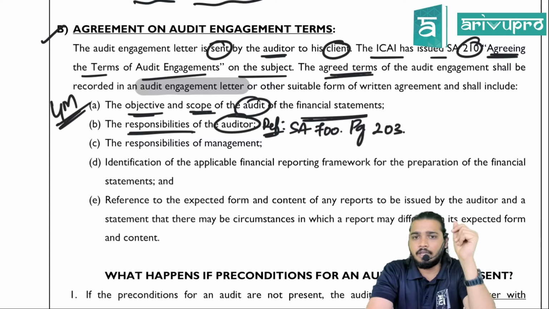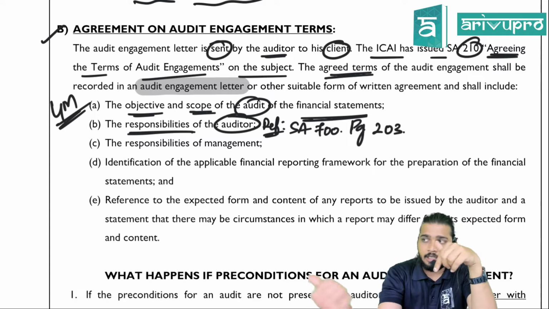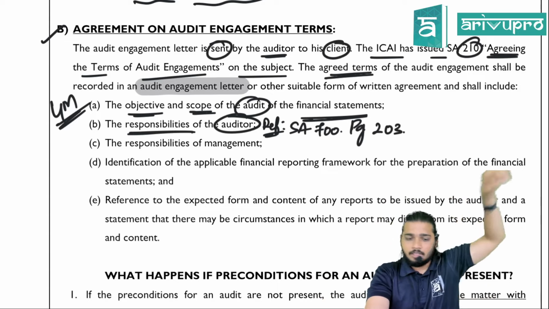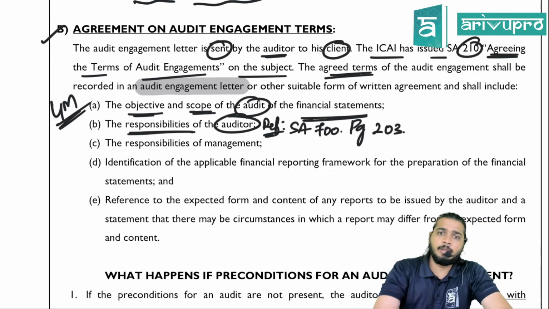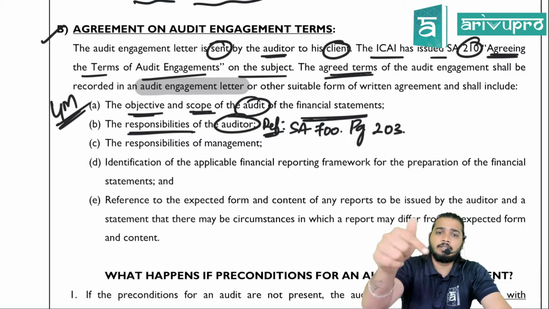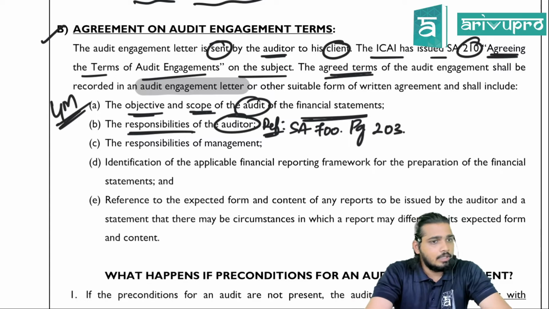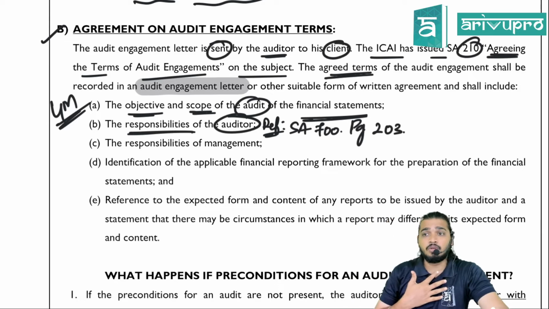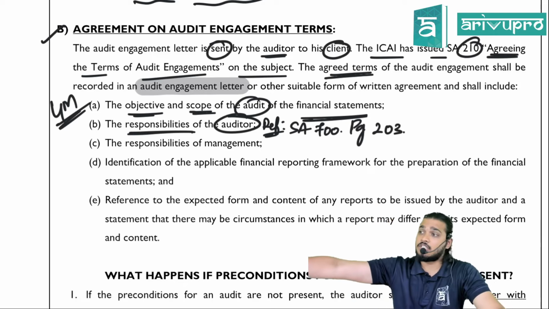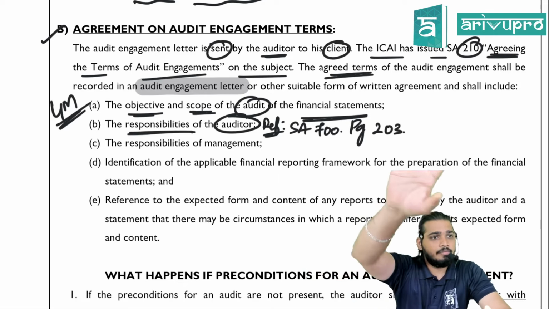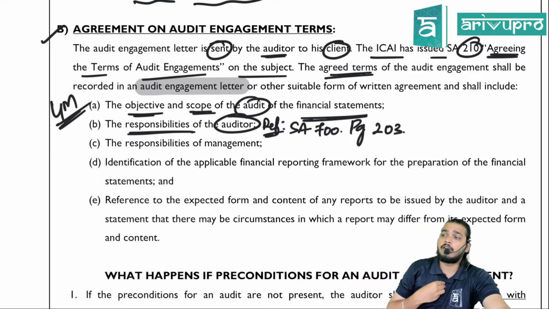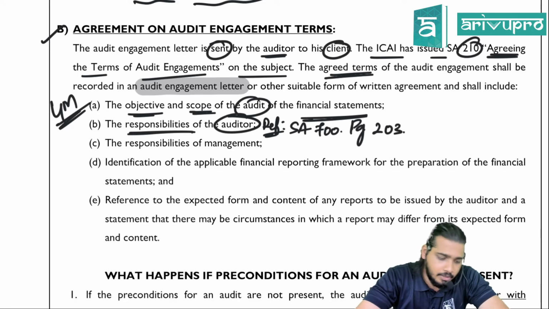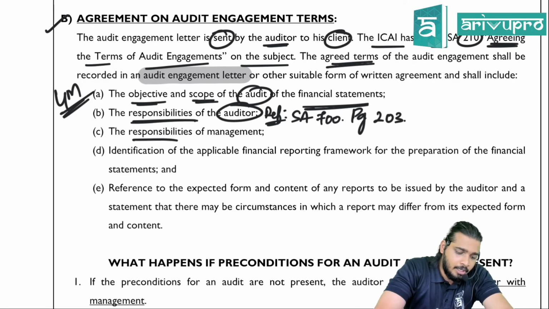Now listen to me carefully. Here in SA 210, we are not writing all those responsibilities. In this particular point, we will be writing what is our responsibility in that assignment or engagement. For example, if they have appointed me as asset auditor, my responsibility is only for assets and not for financial statements. If they have appointed me for inventory audit, then my responsibility should be restricted only to inventory. Understood? Okay.